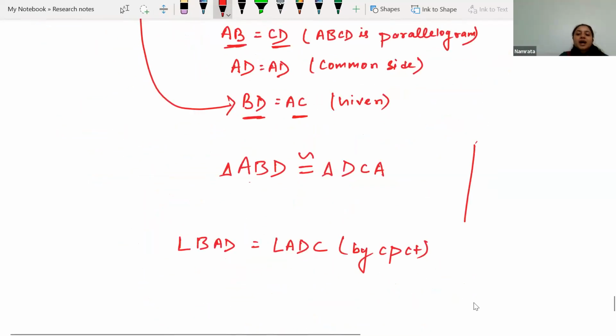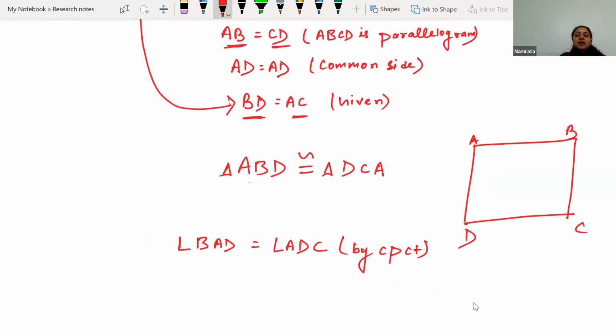We have a parallelogram ABCD. Here we have drawn the diagonals as well. And we are saying that angle BAD, this total angle, is equal to angle ADC, this total angle. By CPCT we are writing it.